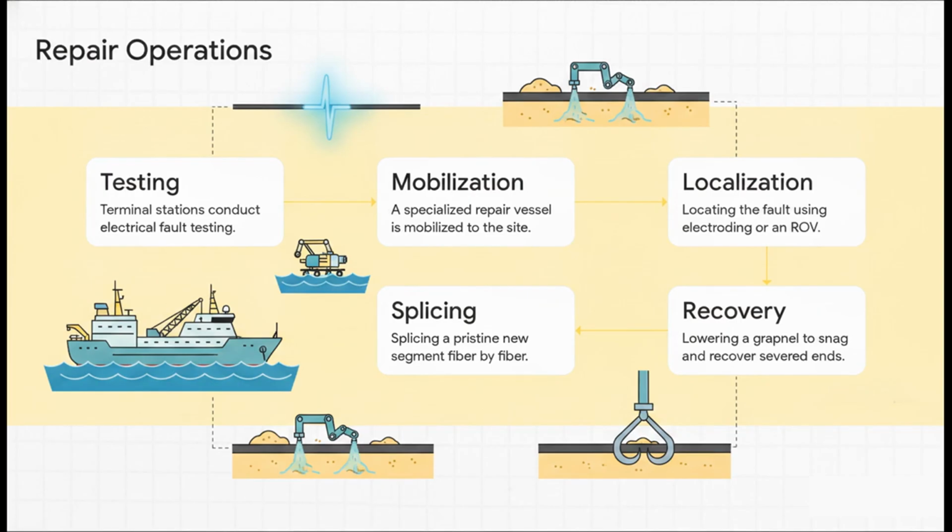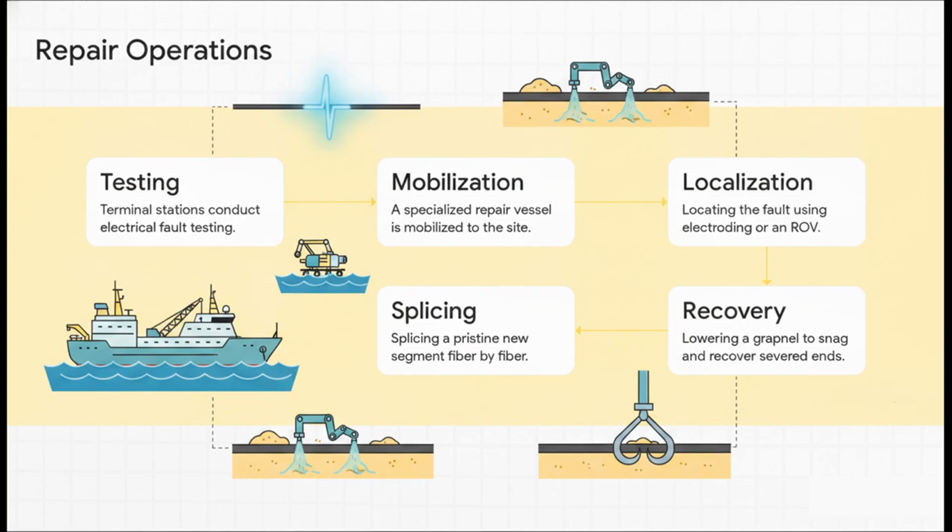dramatic repair operation. When a break happens, the terminal stations first conduct electrical fault testing to estimate a rough location. Immediately, a specialized repair vessel is mobilized. Once they're on site in the open ocean, the crew uses electrosighting or a remotely operated vehicle to precisely locate the fault. Then comes the wild part. They lower a massive cutting grapnel down to the seafloor to snag and recover the severed ends. They are literally pulling a multi-ton cable up from miles underwater onto a rocking ship.